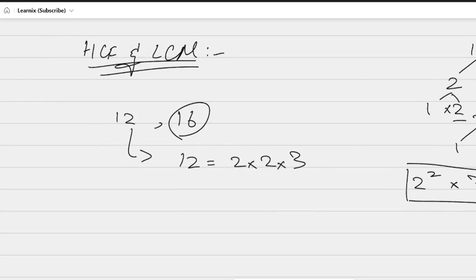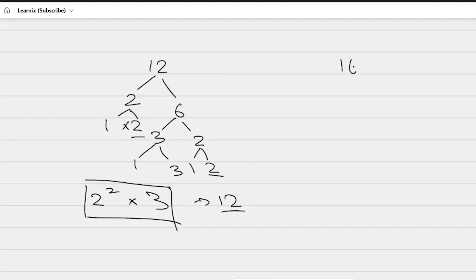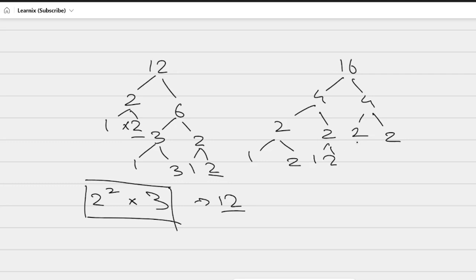Let's do the same thing for 16. We have 16 over here. What are two numbers that multiply to make 16? 4 and 4, right? Then we have 2 and 2, right? And then in front of that we have 1 and 2.